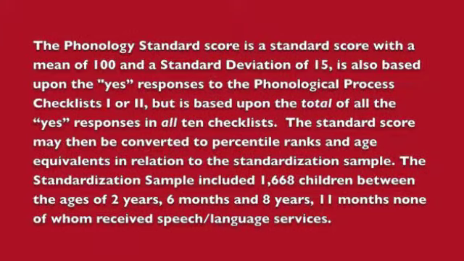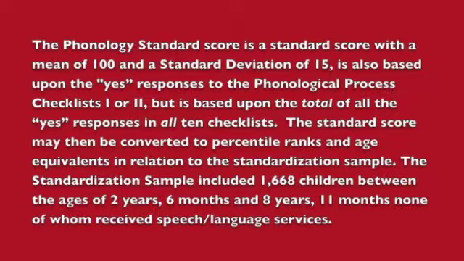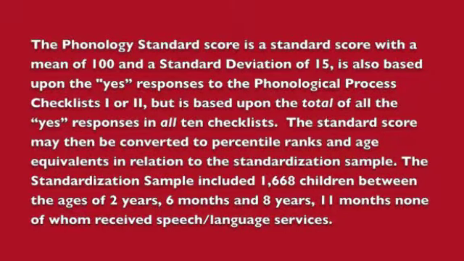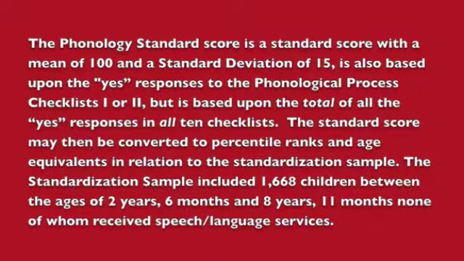The Phonology Standard Score is a standard score with a mean of 100 and a standard deviation of 15, which is also based upon the yes responses to the phonological process checklist 1 or 2, but is based upon the total of all the yes responses in all 10 checklists. The standard score may then be converted to percentile ranks and age equivalents in relation to the standardization sample. The standardization sample included 1,668 children between the ages of 2 years 6 months and 8 years 11 months, none of whom received speech-language services.